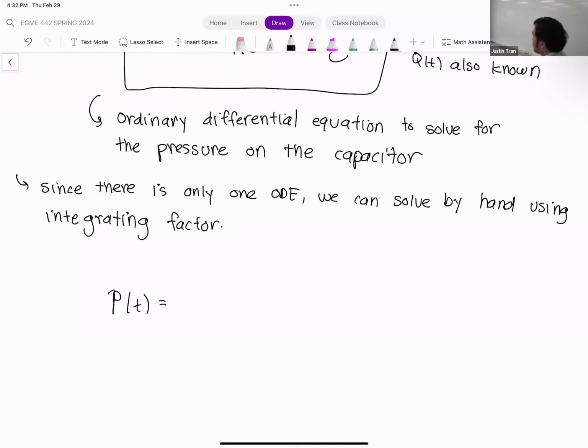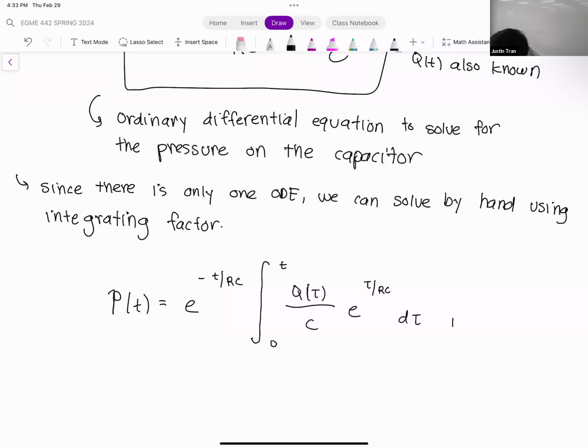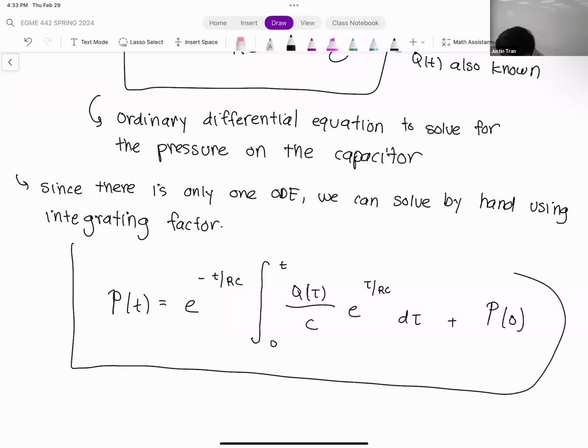Right. And so our solution here for P of t is equal to e to the minus t over RC times the integral from 0 to t of Q of tau over C times e to the tau over RC d tau, plus P of 0, which is the initial pressure on the capacitor. I'm using tau as just a dummy variable here. That's the variable that we're integrating over. All right. So again, I didn't pull this solution out of my butt, although it seems like it, this is the solution you get from using the integrating factor.